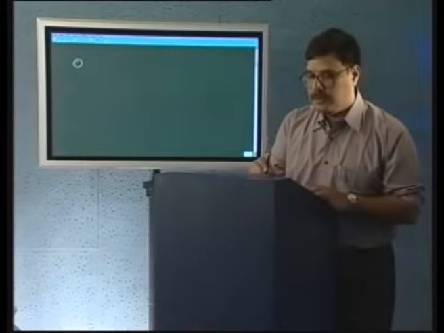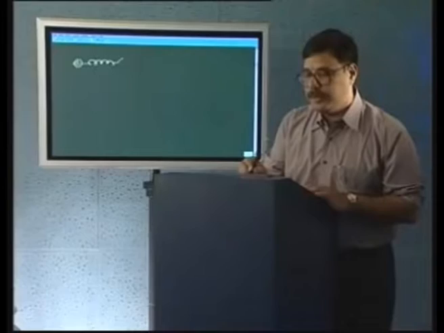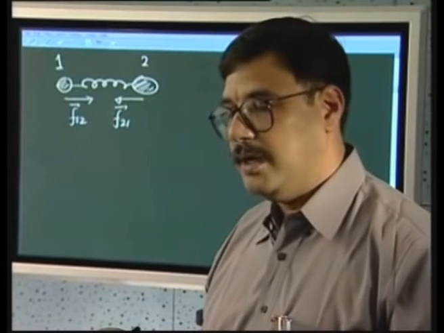Let us see how this concept helps me in solving problems in a slightly more convenient way. Let us go back to our example of two masses which are attached with the spring. Let us assume right now that we are not applying any force on the two particles. The only force that is acting between them is through the spring. Let the force on mass 1 be F12 in this direction, and let the force on mass 2 be F21.